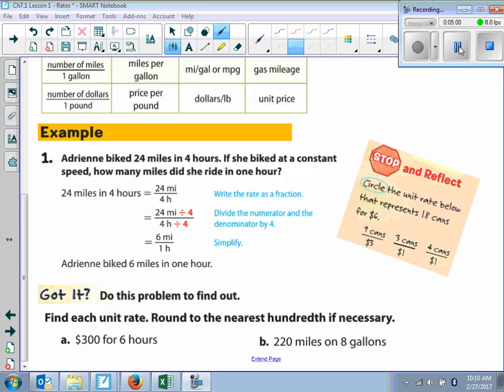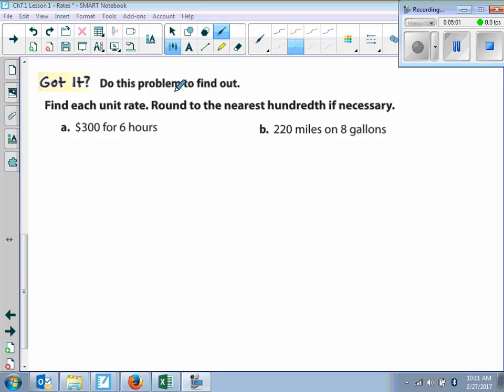Is everybody clear? All right, so for the got it problem, we want to find each unit rate and we want to round to the nearest hundredth if necessary. Okay, so for letter A, we have $300 for 6 hours. So we're going to write this as a fraction. So we're going to write $300 over 6 hours.